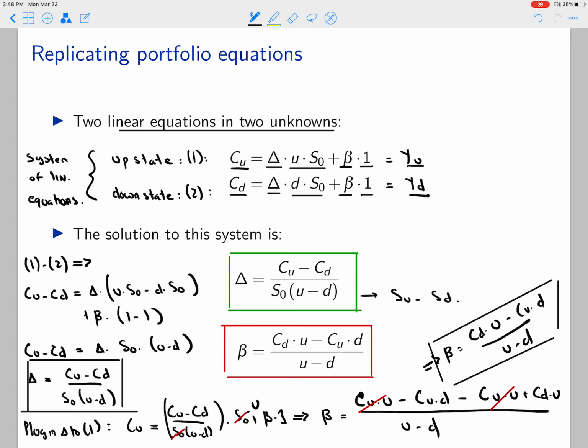Okay, so the way you get delta and beta, there are two ways to essentially go about solving problems in this class when we do binomial model option pricing.